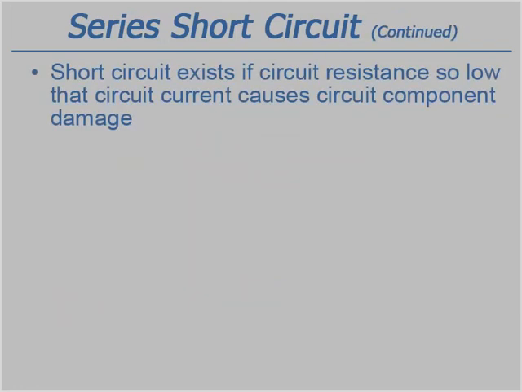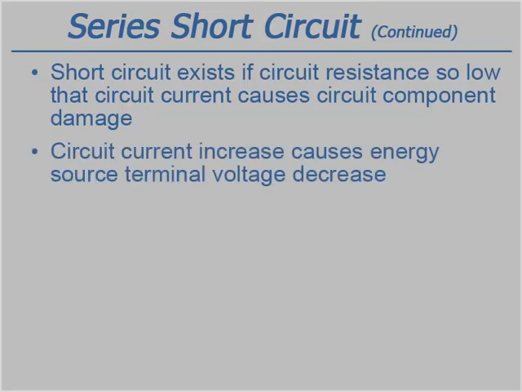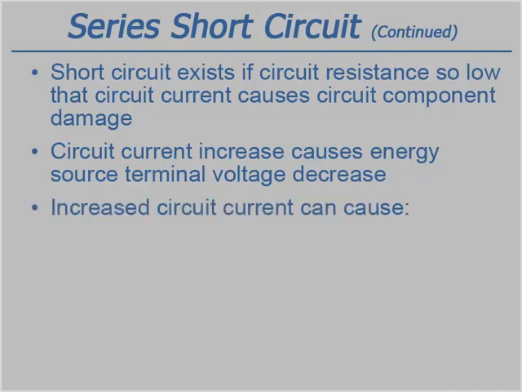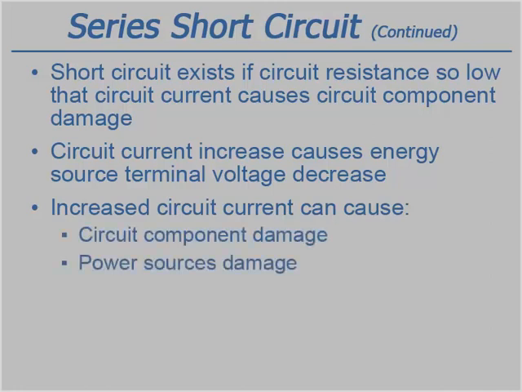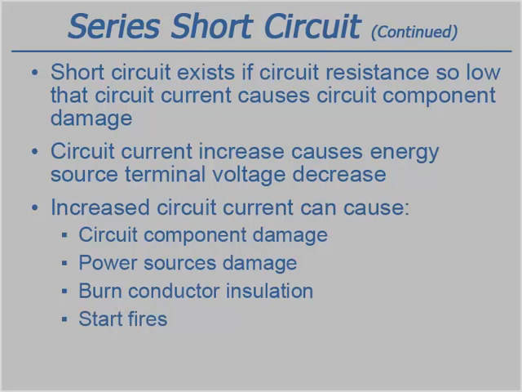A short circuit exists if the circuit resistance is so low that circuit current increases to a point where damage can occur to circuit components. When circuit current flow increases due to a short circuit, the energy source terminal voltage decreases due to the internal resistance of the energy source, causing an increased voltage drop within the energy source. The increased current flow resulting from a short circuit can damage circuit components and power sources. It can also burn insulation and start fires. Protective devices such as fuses or circuit breakers are provided in circuits to protect against short circuits.